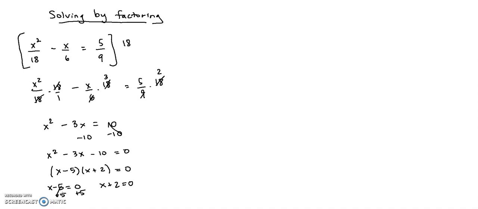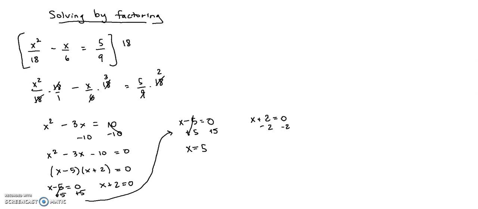And I'm running out of space here. Let me pull this up over here. Okay, so I added 5 to each side, and I got x equals 5. And then my other one was x plus 2 equals 0. So I'm going to do the opposite, which is subtract 2, and I get negative 2. Okay, so those are the two solutions, and again, you can come back up to the original equation and check them.